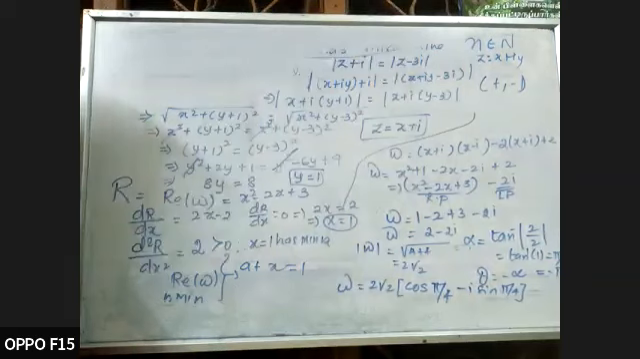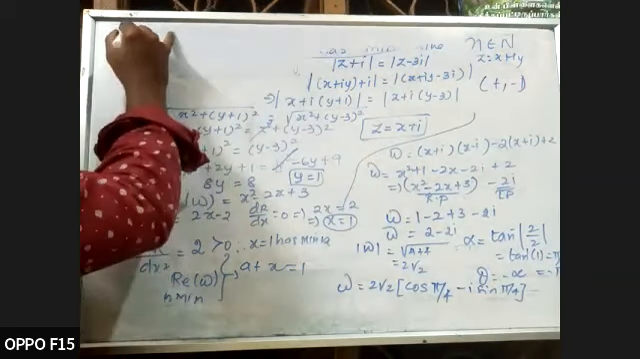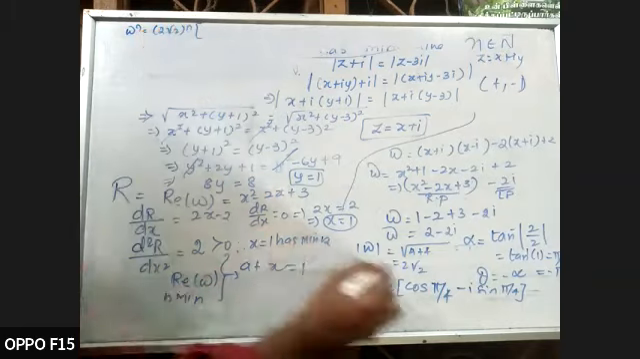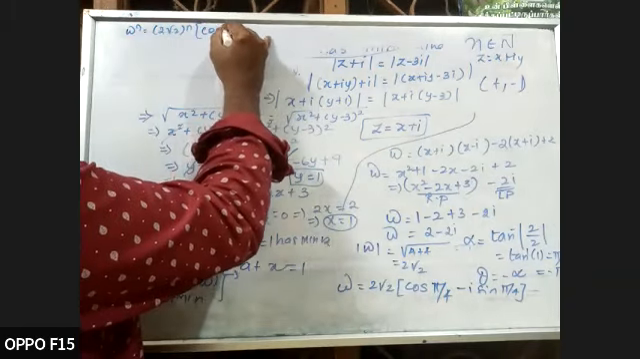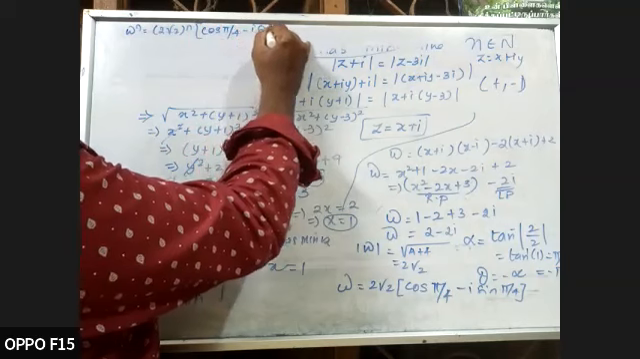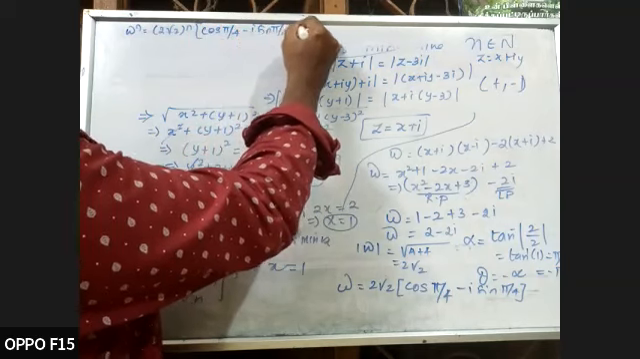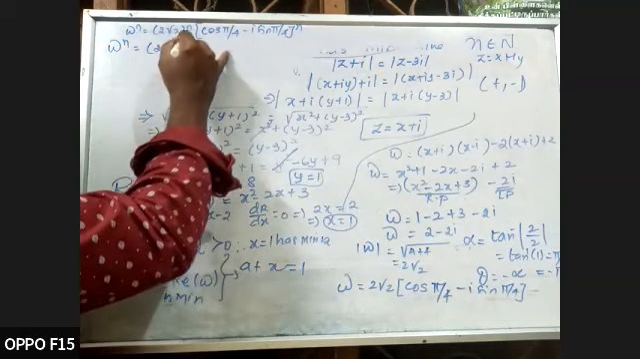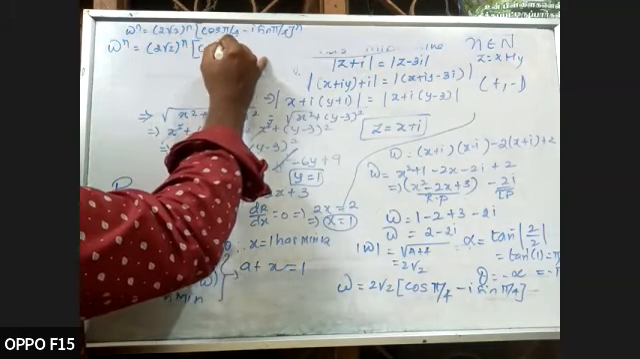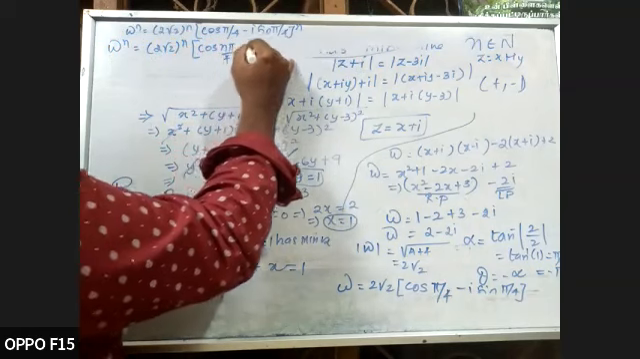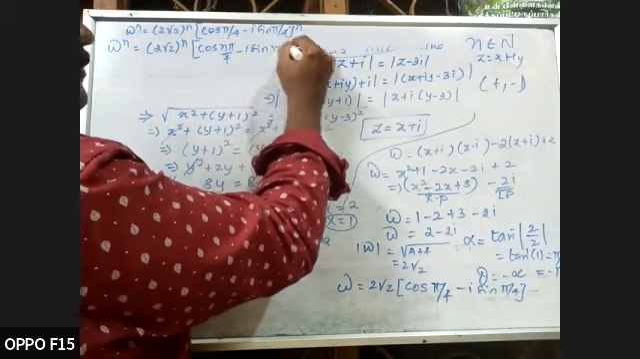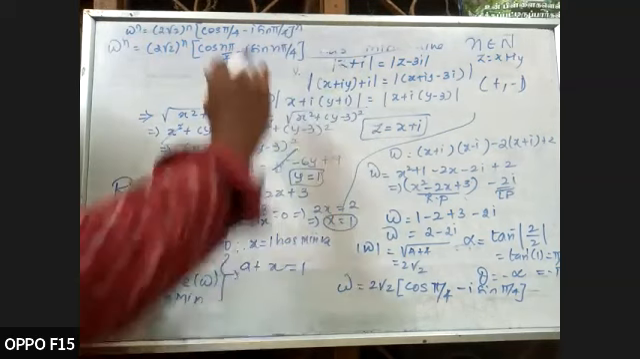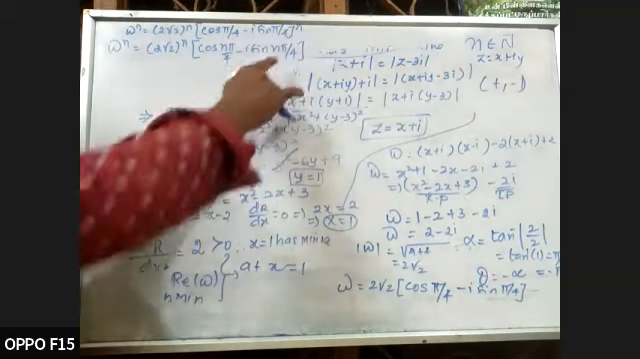So now you find your omega power n, which means 2 root 2 power n into cos pi by 4 minus i sin pi by 4, whole power n. Now you can apply de Moivre's theorem. Your omega power n is equal to 2 root 2 power n into cos n pi by 4 minus i sin n pi by 4. Now what have we said? Omega power n must be real. So the imaginary value must be 0. Now put 1 for n.